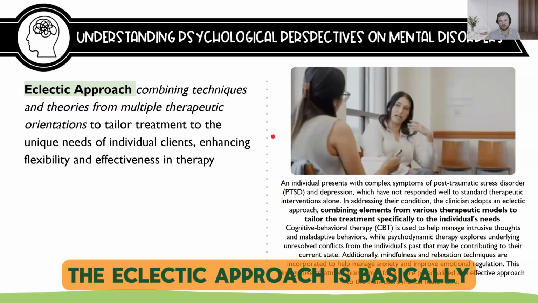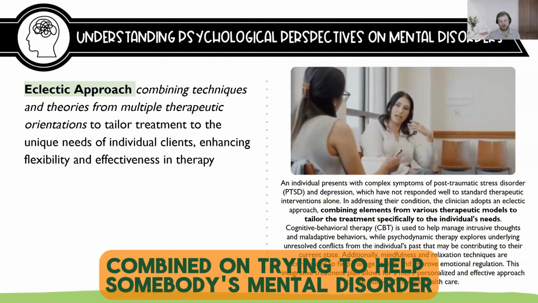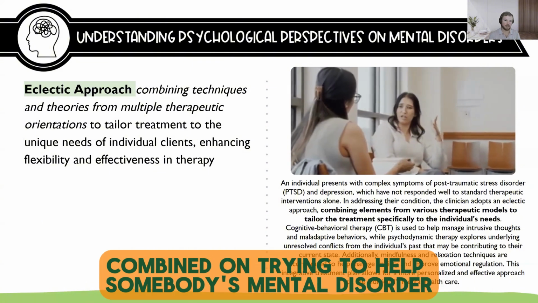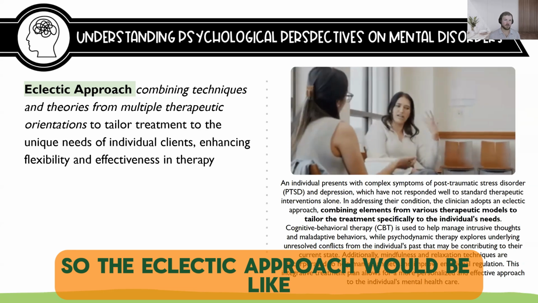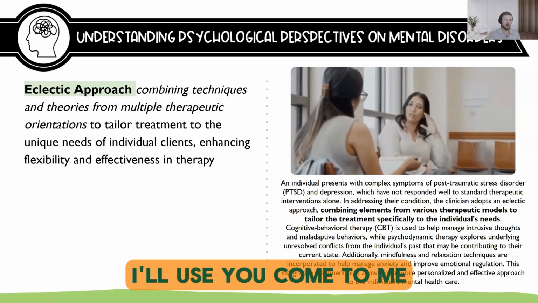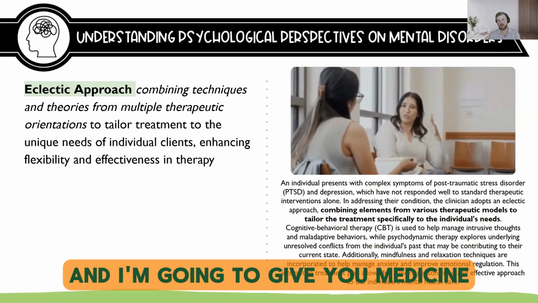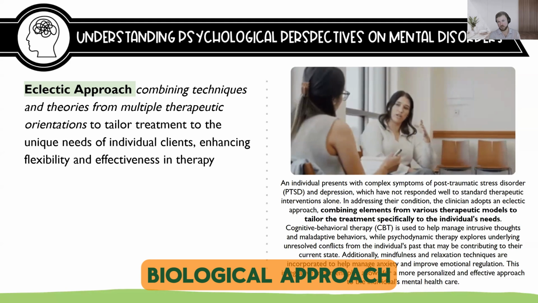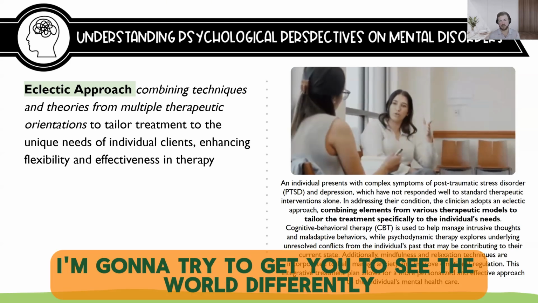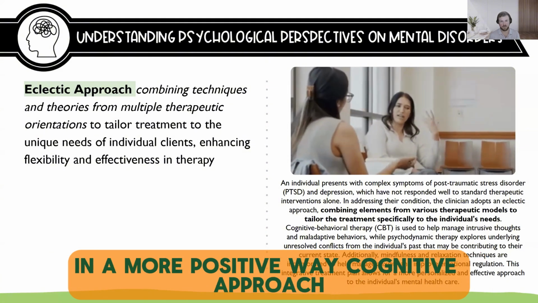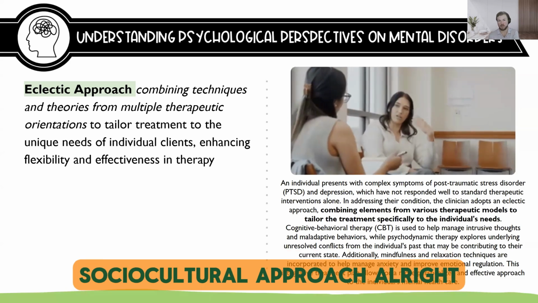The eclectic approach is basically you take all of the approaches and combine them in trying to help somebody's mental disorder. So you come to me, I'm a clinician, and you are depressed. I'm going to give you medicine, biological approach, but I'm also going to do some talking therapy with you, cognitive approach. I'm going to try to get you to see the world differently in a more positive way, cognitive approach. And I'm going to suggest that you move schools, sociocultural approach.